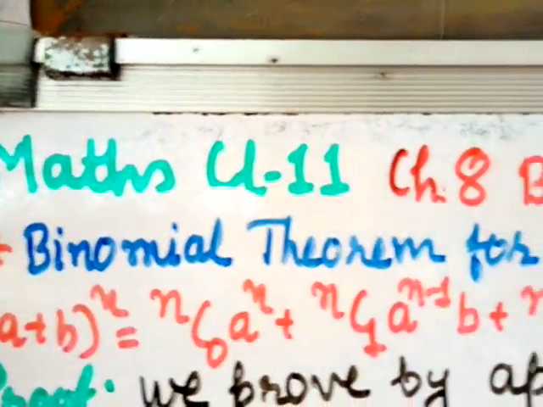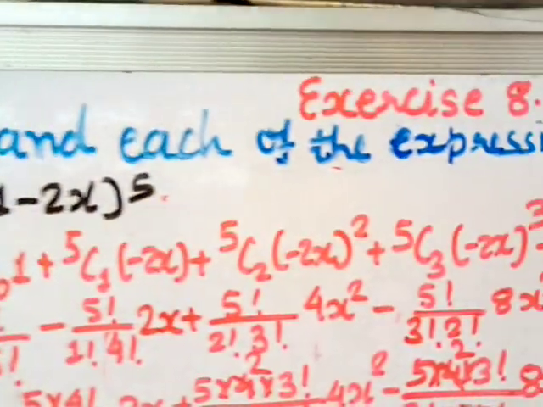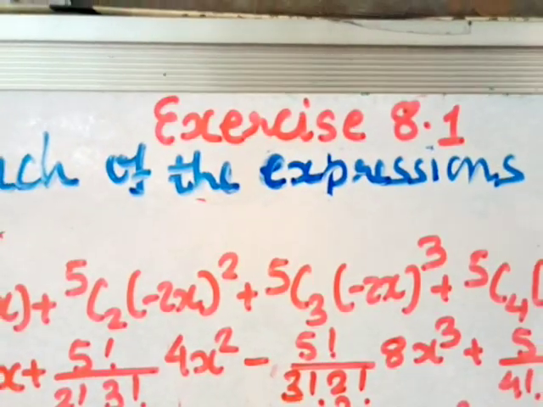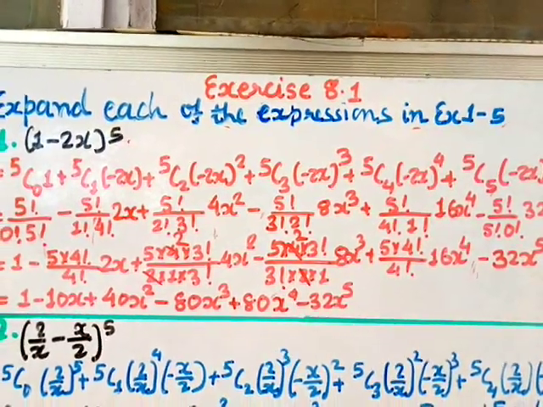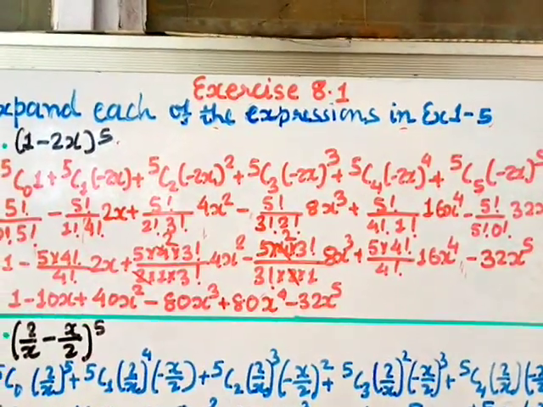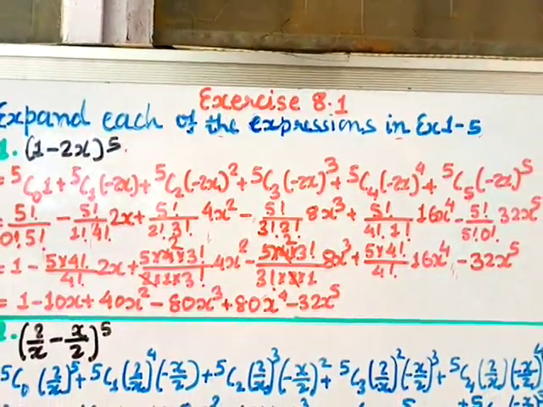Mathematics class 11, chapter 8, binomial theorem. Exercise 8.1. Expand each of the expressions in exercise 1 to 5. Question number 1, (1 minus 2x) power 5. Okay, so we have to use the binomial expansion and expand these.